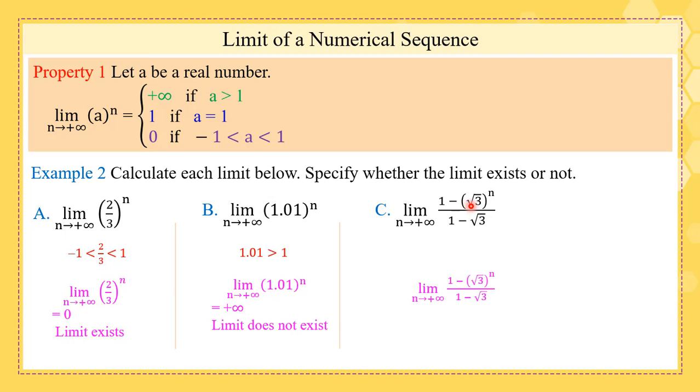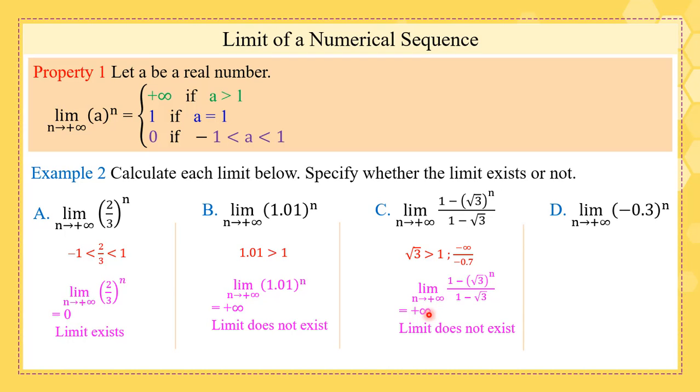Well, part C here, try to divide it into parts. First, radical 3 is greater than 1, and being greater than 1, the limit would be plus infinity, so the limit of this part is plus infinity multiplied by a negative sign becomes negative infinity over a quantity which is about negative 0.7, and the final answer would be plus infinity, which means that the limit does not exist.